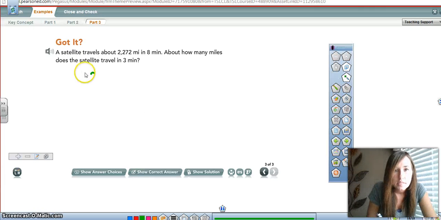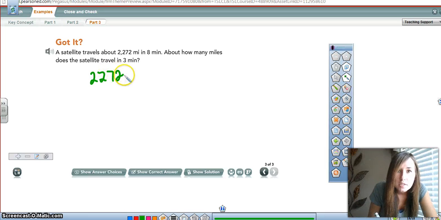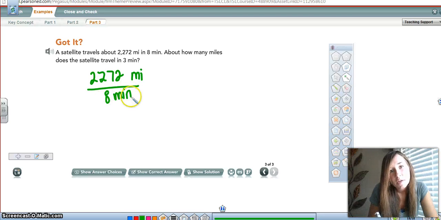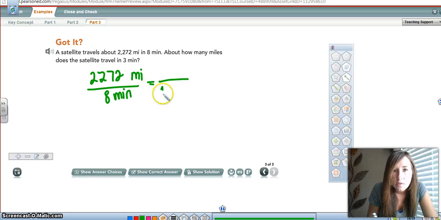Okay, in this example, we begin with our rate, 2,272 miles in 8 minutes. And we want to know how many miles the satellite goes in 3 minutes. The easiest way for us to do that is to first find the unit rate. So to get the unit rate, we would divide by 8.